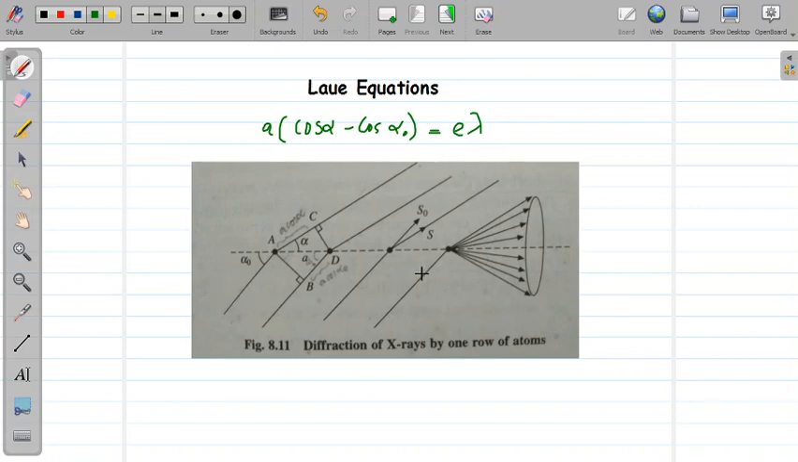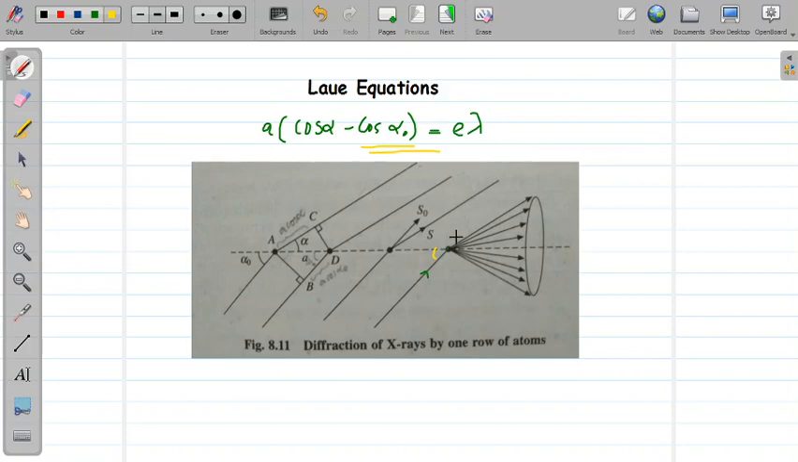So if we look into this picture, we can see this is the incident beam falling onto the atom here, making an angle alpha 0, which is the glancing angle. So this is the alpha 0 angle, and the diffracted beam will make an angle alpha. And if alpha and alpha 0 are in such a combination that this equation, the Laue equation, is satisfied, we will get a bright beam. We will get constructive interference.